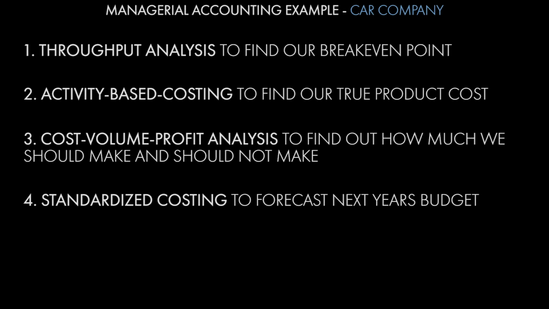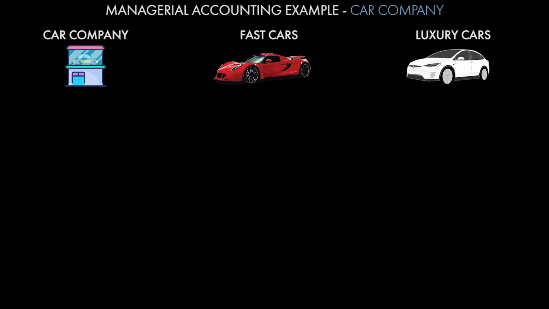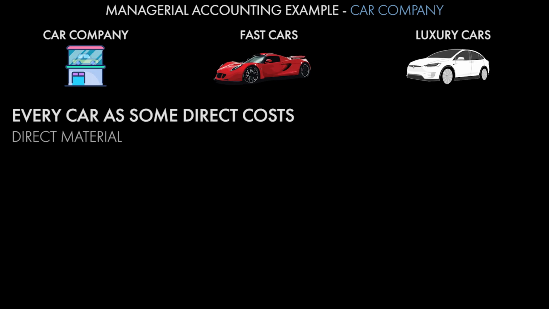This is going to be a lot of work, but don't worry, we're going to go slow to make sure you guys completely understand all the tools that managerial accounting has in store for you. Before we dive in, we have to cover a few things about our car company. You see, we make 2 different types of cars: fast and luxury. Every car has a few direct costs: direct material, and direct labor.